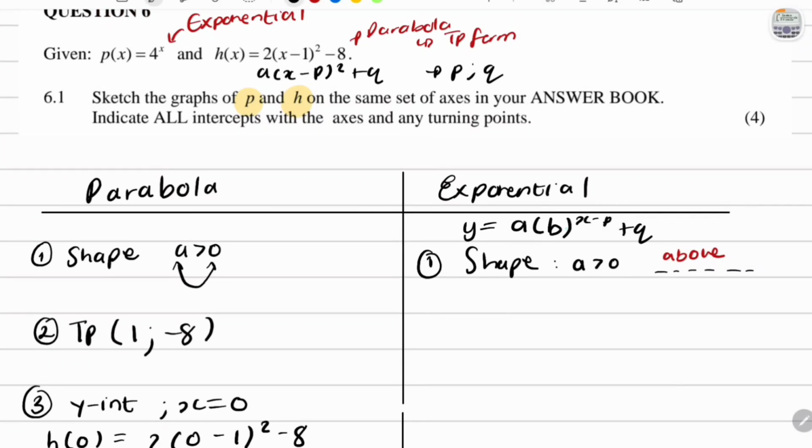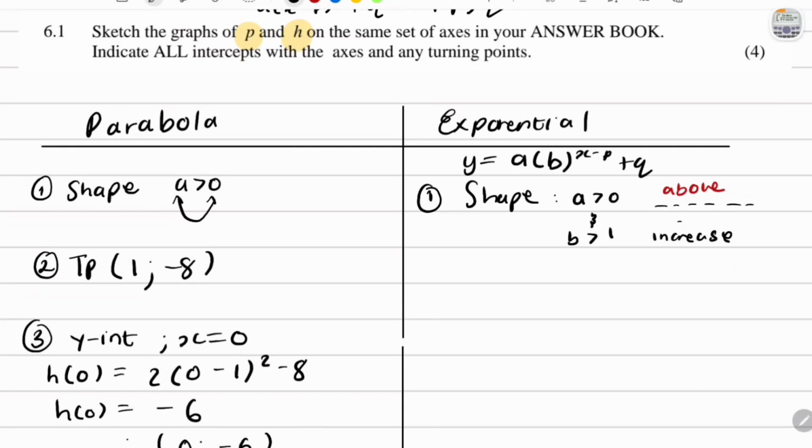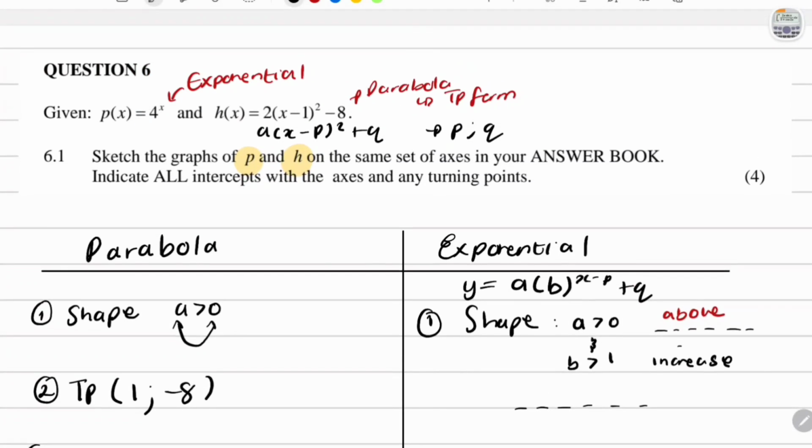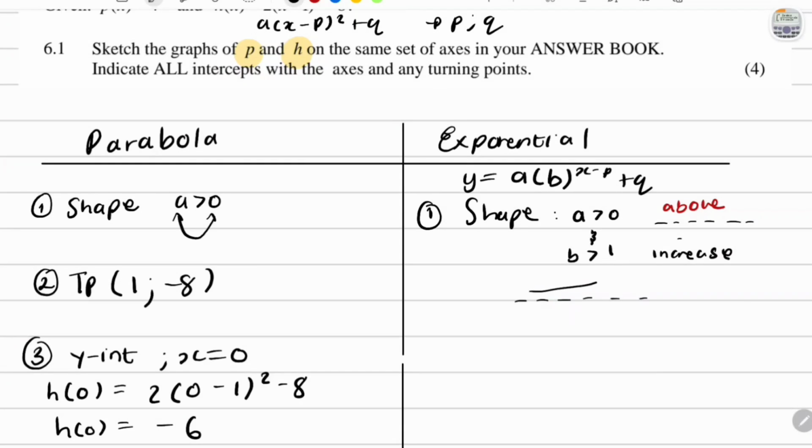The second thing to note is what the value of b is. If b is a value that is greater than 1, then it means that your graph is going to increase. So together, they give you the shape of this graph. The exponential function has an asymptote, and it's above the asymptote, and it's also going to be increasing because, as you can see, our base is greater than 1. So our graph is going to do that.